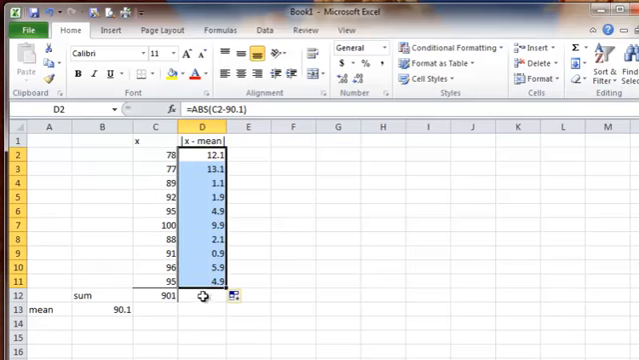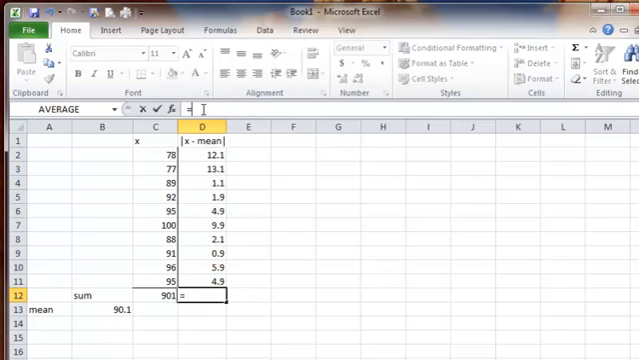Once you have that, you're going to take the sum of that column, so you would just add that in your calculator. And there I have the sum of my absolute deviations. Now I want that average, that mean absolute deviation, so I'm going to take that number and just divide it by n. There's the number right there.